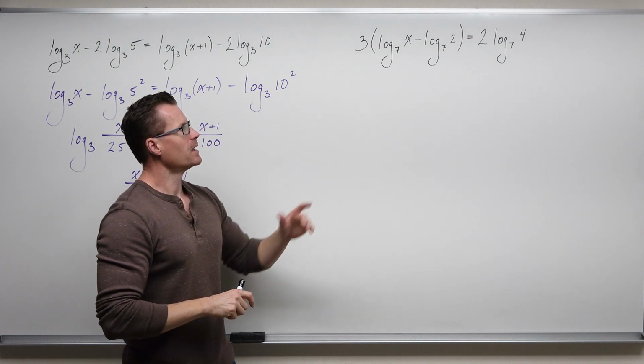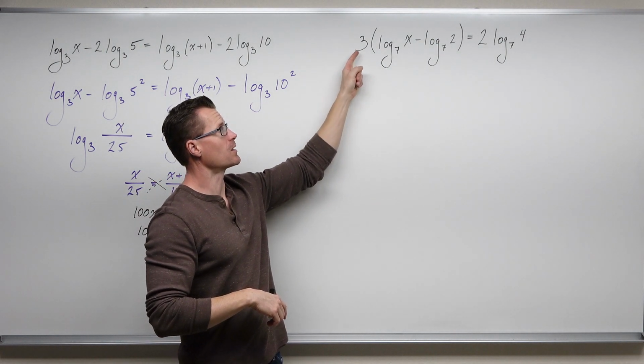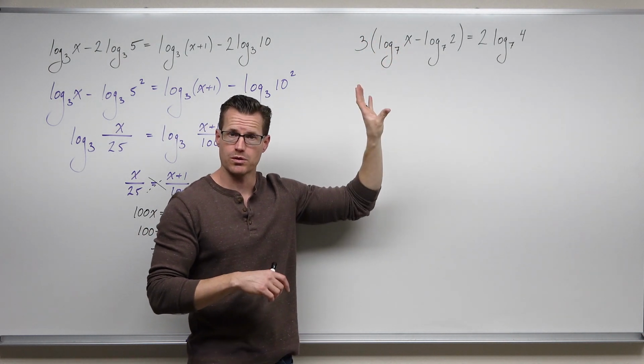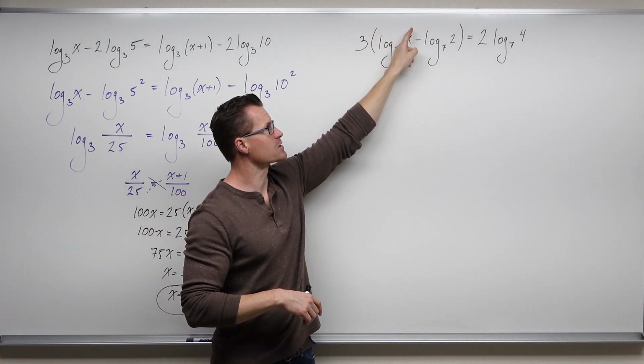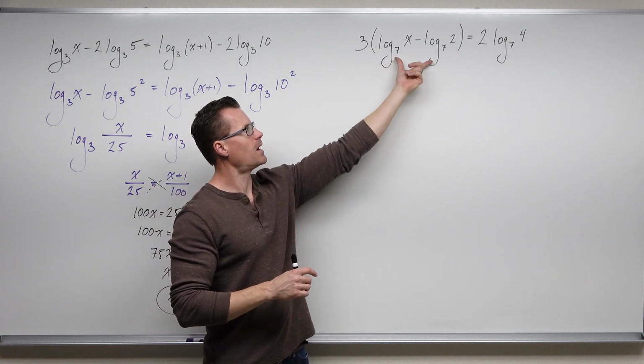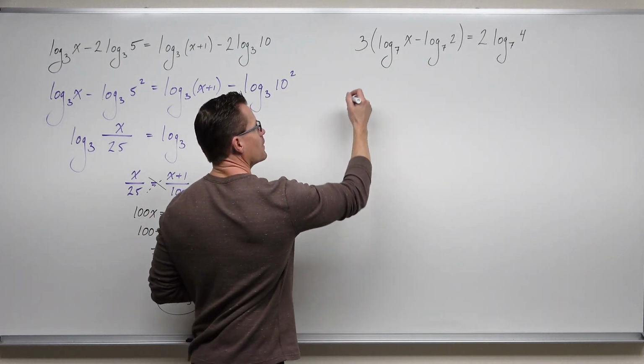How we do it. Now, you have choices here. You can choose to distribute that 3 and get 3 log base 7 and 3 log base 7. And that 3 in both cases would move to an exponent and an exponent. That's true. Or you can combine these first. Either way is fine. Either way is appropriate.